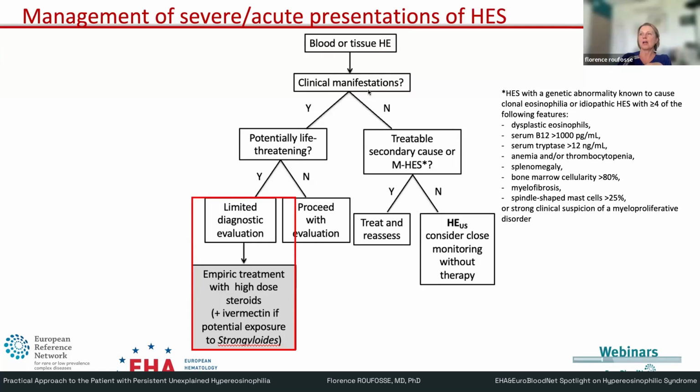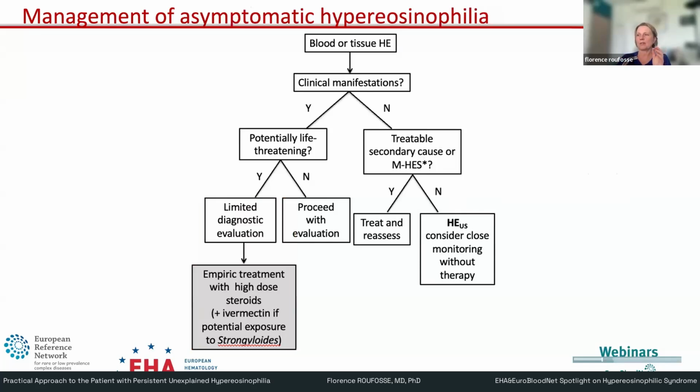Otherwise, if the patient does not have clinical manifestations, very rapid reminder: if you don't find a secondary cause for this hypereosinophilia, you're going to consider this as hypereosinophilia of undetermined significance, and you're going to monitor the patient and not give therapy. So just please remember that. And then there's this other situation.